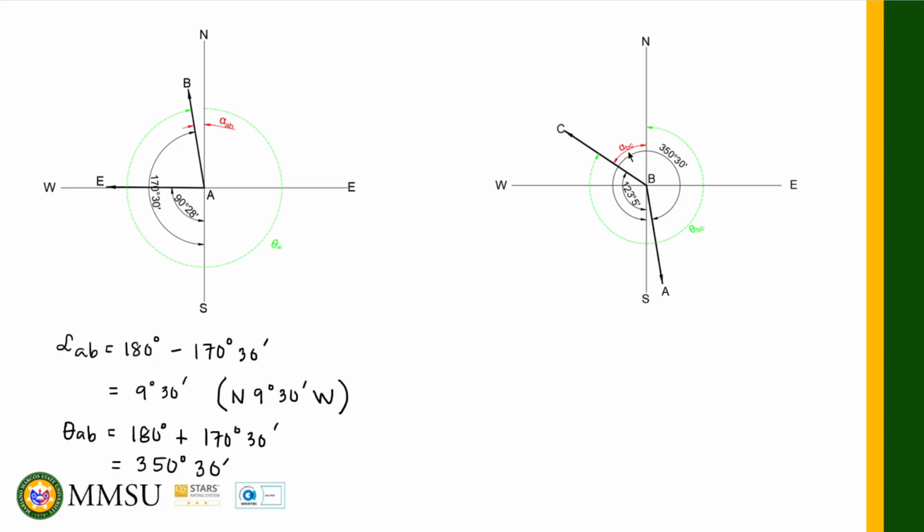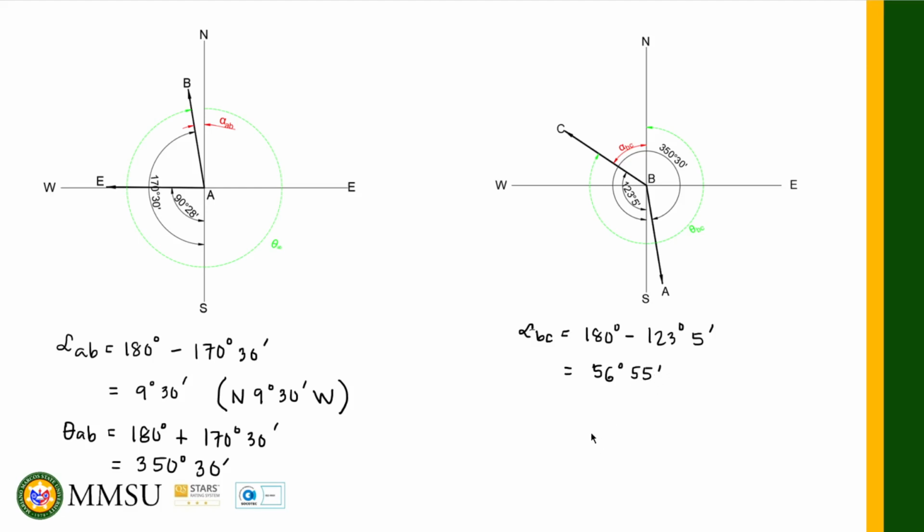Okay, the bearing of BC, we need to solve for alpha BC, the one in red right here. So that's basically, using this azimuth, this is 180 degrees, using the same principle actually from the first one. So we have alpha BC is equal to the straight line 180 degrees minus the azimuth, 123 degrees 5 minutes. Okay, so we have alpha BC equal to 56 degrees 55 minutes.